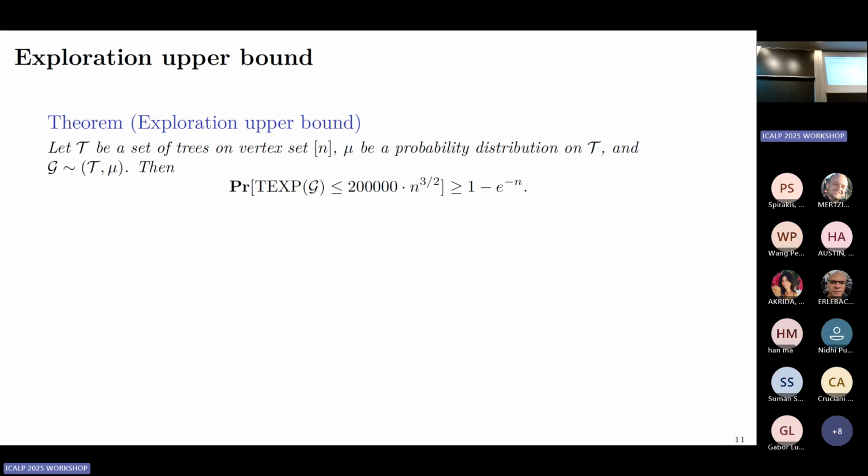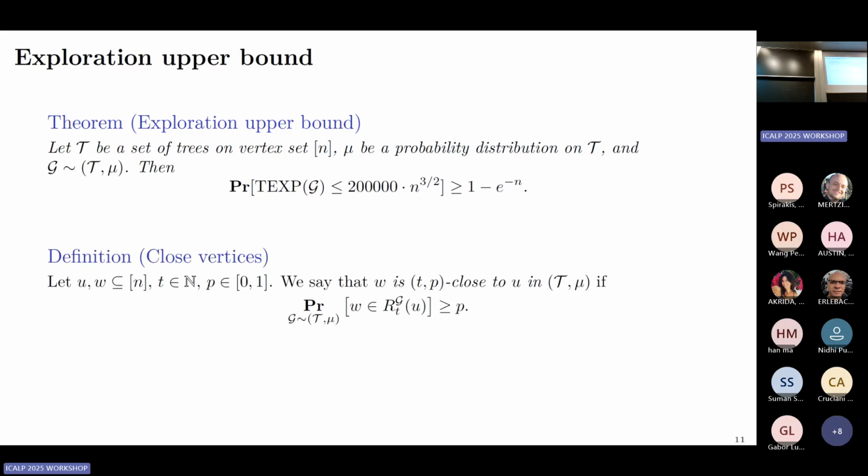And I want to give you an intuition on how this proof works. For this, I first want to define what close vertices are, because I need this for an in-between theorem. We say that two vertices are close, or T,P-close, if you draw a graph from this distribution and you look at T snapshots, and the probability of V being reached by U is at least P. So let's do this in a picture.